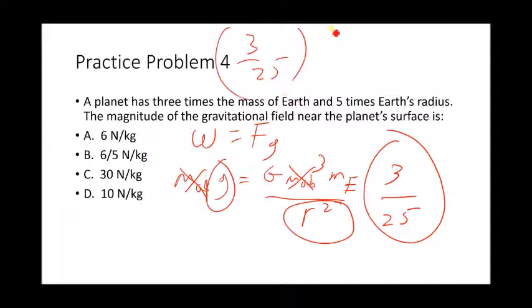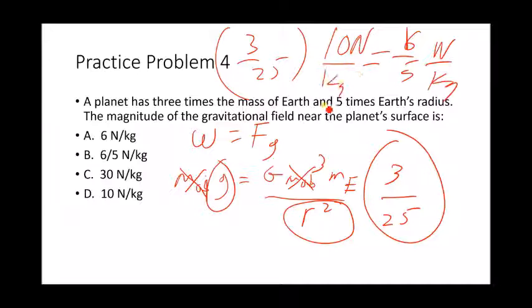Remember that Earth is 10. So it's going to be 30 over 25, which is going to reduce down to 6/5, and that's measured in newtons per kilogram. So again, the strength of Earth's gravitational field is 10 newtons per kilogram. So our answer here is B, 6/5 newtons per kilogram.